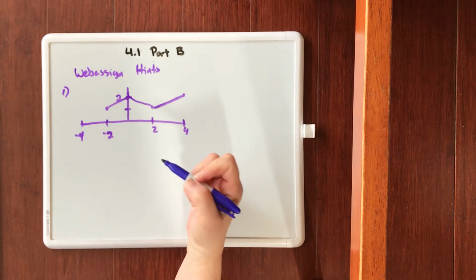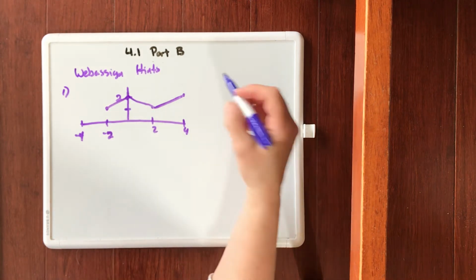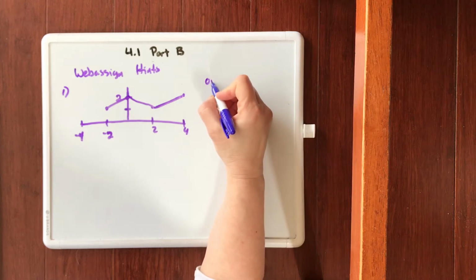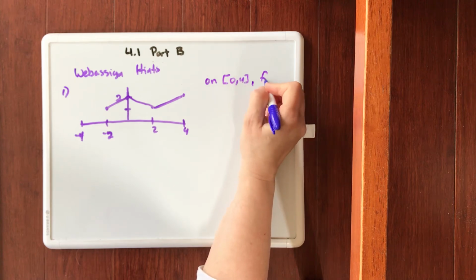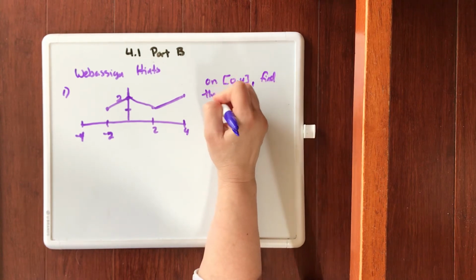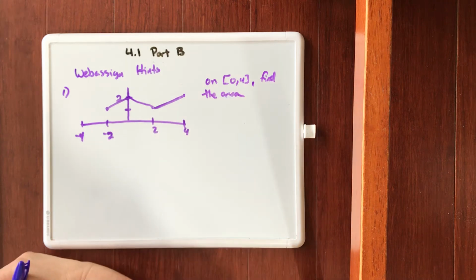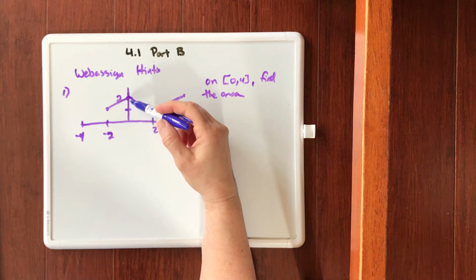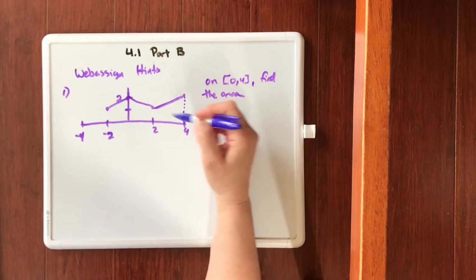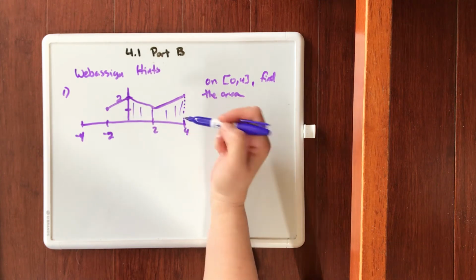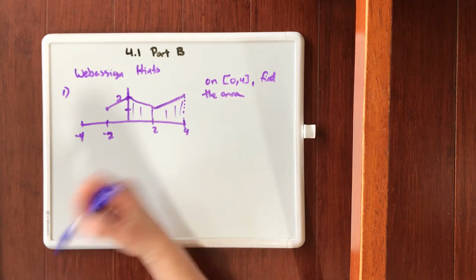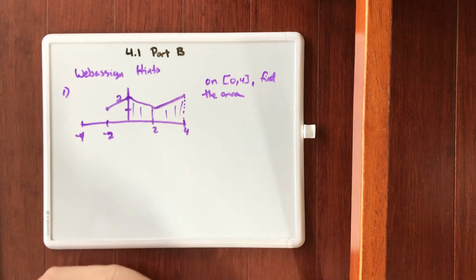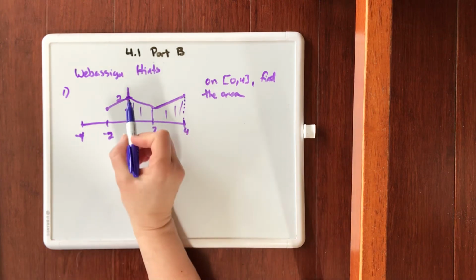So there's a picture of a graph, and a type of question will say, on the interval from 0 to 4, find the area. That's the actual question. We're looking at the area from here to here, from 0 to 4. Now, how can we find that? Well, we don't quite have a triangle there. We've got some weird shapes. So why don't we do something else?